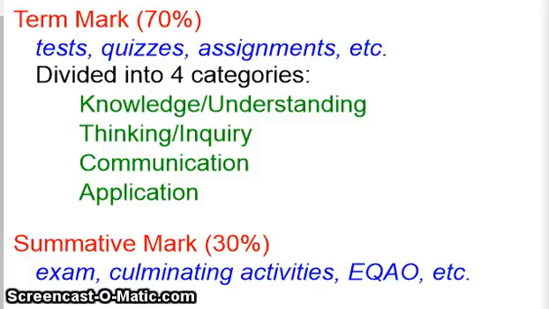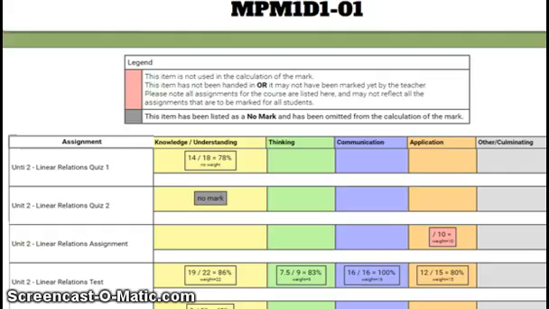Now I will show you what it looks like when you click on one of the course links. Marks in the first 4 columns belong to one or more of the categories and count towards the term mark, which is worth 70% of the student's final mark.